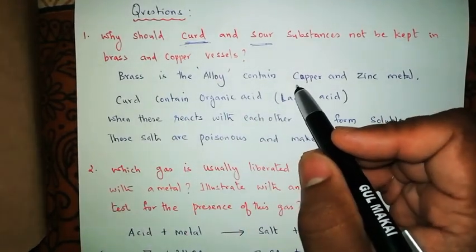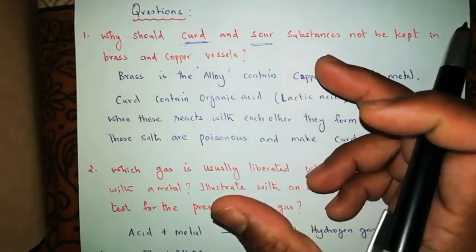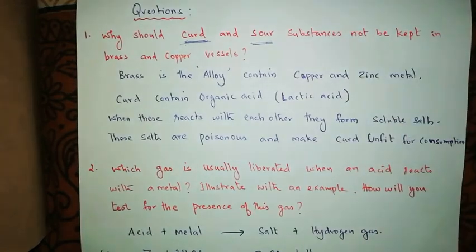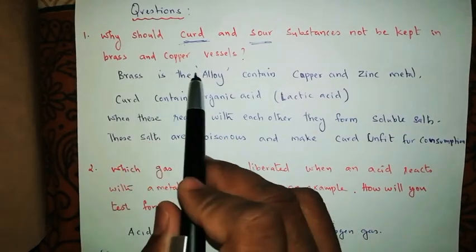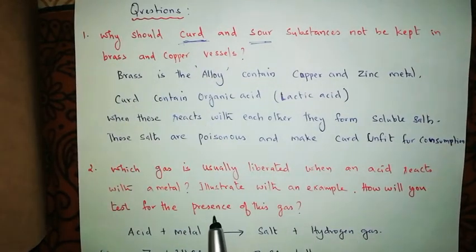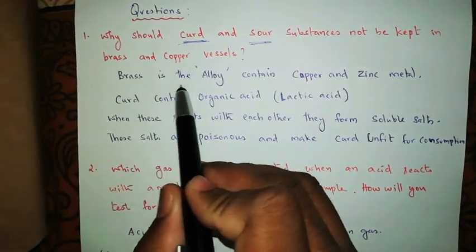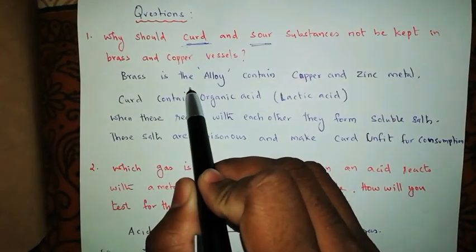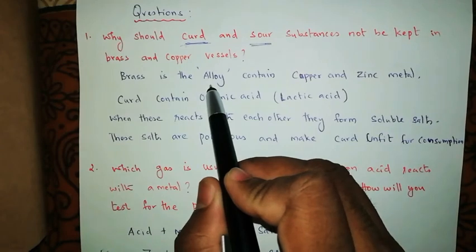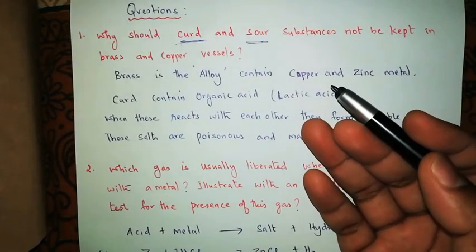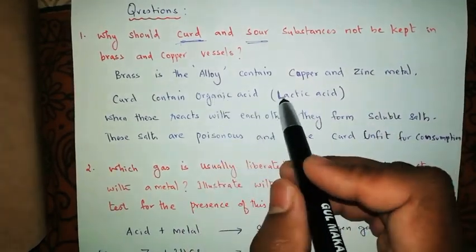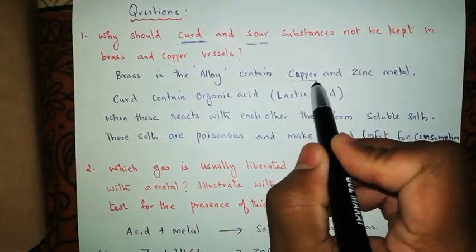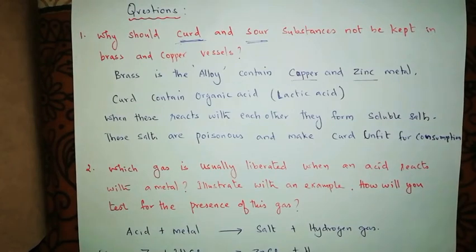We always keep them in steel or glass containers. We never keep them in these two vessels. Why? Because brass is an alloy. An alloy is a homogeneous mixture of two metals, or a metal and a non-metal. So an alloy is a mixture of metals. Brass consists of copper and zinc.